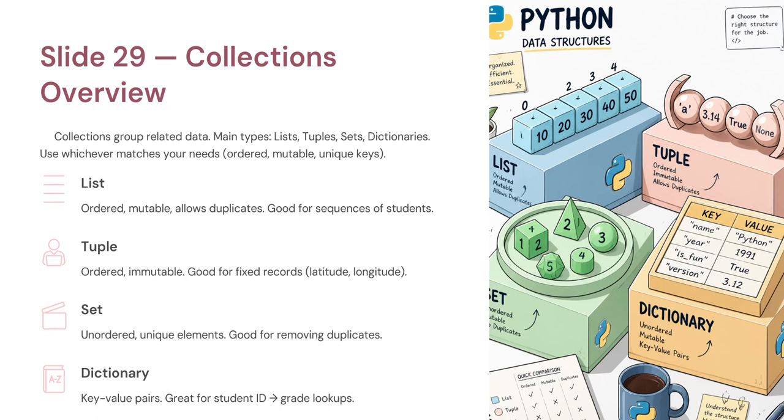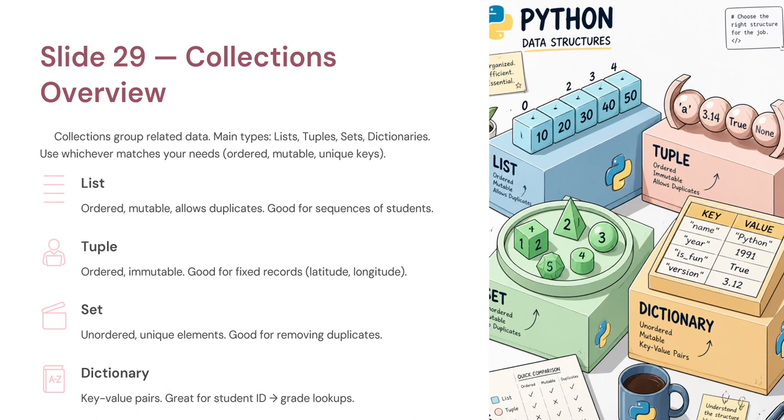Let's understand them. A list is ordered, mutable, changeable, and allows duplicates. Example, student names. You can add or remove students anytime. Tuple. A tuple is ordered and cannot be changed. Example, coordinates, latitude and longitude. These values usually don't change.